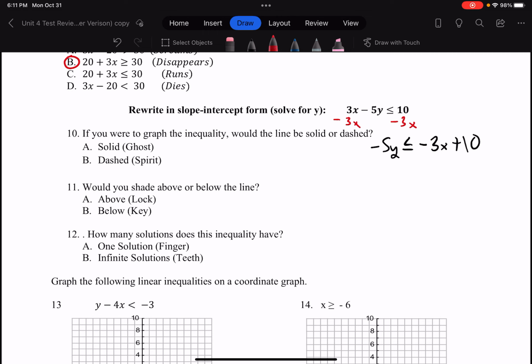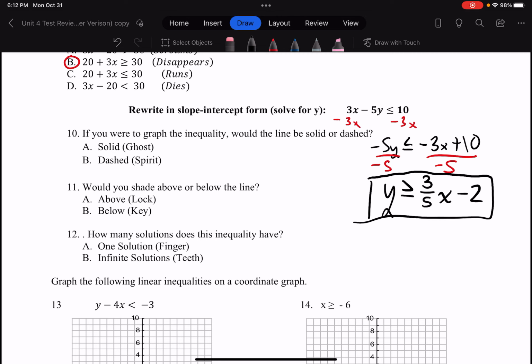And then I need to isolate y by dividing by negative 5 on both sides, which gives me that y. But since I divide by a negative, I've got to flip that inequality so y is greater than or equal to. Negative divided by negative gives me positive, but 3 is not divisible by 5. This would be our slope, so we're going to leave it as a fraction. So I have 3 over 5x, and then positive 10 divided by a negative 5 gives me a negative 2. And this will be my inequality that I'm going to use for problems 10, 11, and 12.